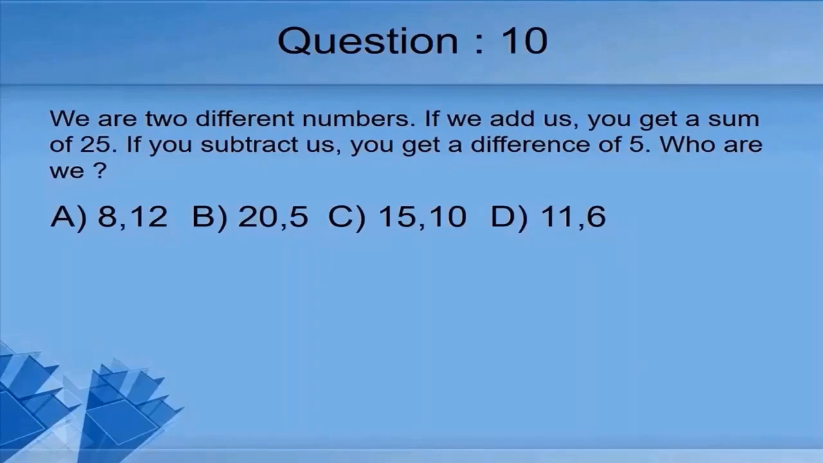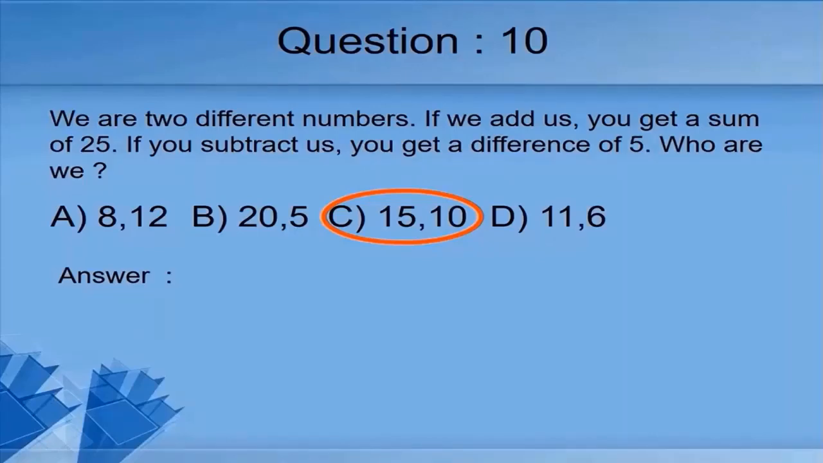Question number 10. We are having two different numbers. If we add us, you get the sum of 25. If you subtract us, you get a difference of 5. Who are we? The answer to this question is 15 and 10. Now let us see how. If we note the sum of two numbers is 25 and their difference is 5. Both are ending with 5. We can guess one of the numbers can be 5 or ending with 5.